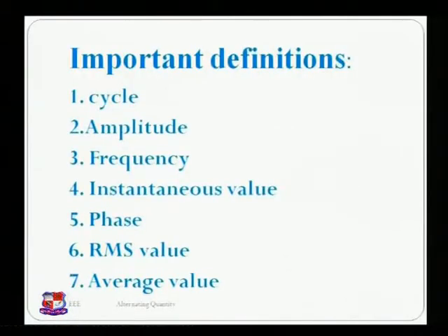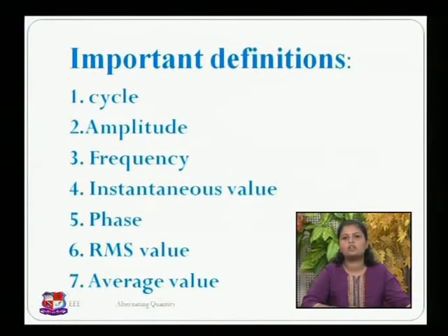Now next are certain definitions related to the alternating quantity. First is the cycle. A cycle is the set of positive, negative and zero values of an alternating quantity. Second is the amplitude. Amplitude means the peak value of an alternating quantity, or you can say the maximum value attained by any alternating quantity. Third one is the frequency. Frequency means the number of cycles passing per second for a given alternating quantity.